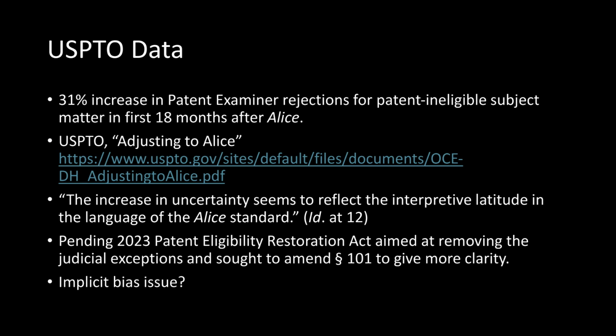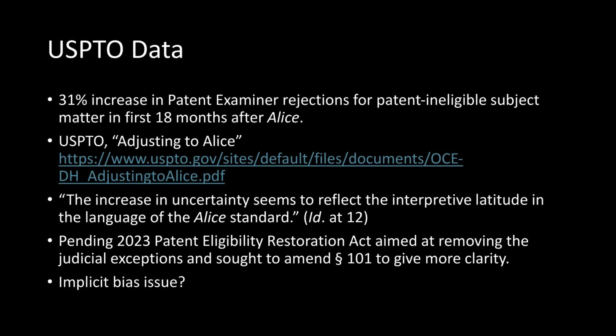We can take a look at what happened after the Supreme Court created this mushy subjective test in Alice, and there was a 31% increase in rejections in the first year and a half after Alice came down. There's a great U.S. Patent and Trademark Office article that you can go look at that talks about this in more detail. But the key points for us here are that the uncertainty in rejections or grants of patents based on whether something is ineligible or eligible is a function of the broad interpretive latitude that the language of the Supreme Court actually gave in the case.